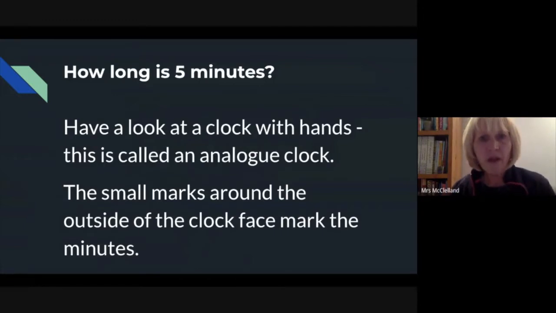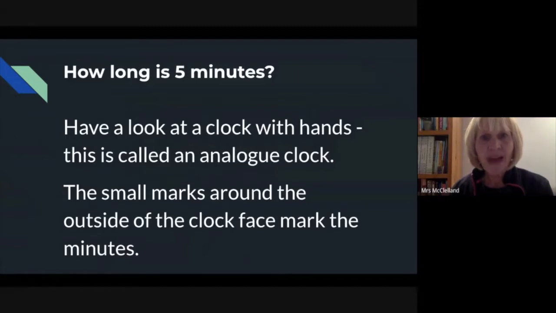If we have a look at a clock with hands, this is what's called an analog clock. That's a fancy name for it. An analog clock is a clock with hands. The small marks around the outside of the clock face mark each of the individual minutes.